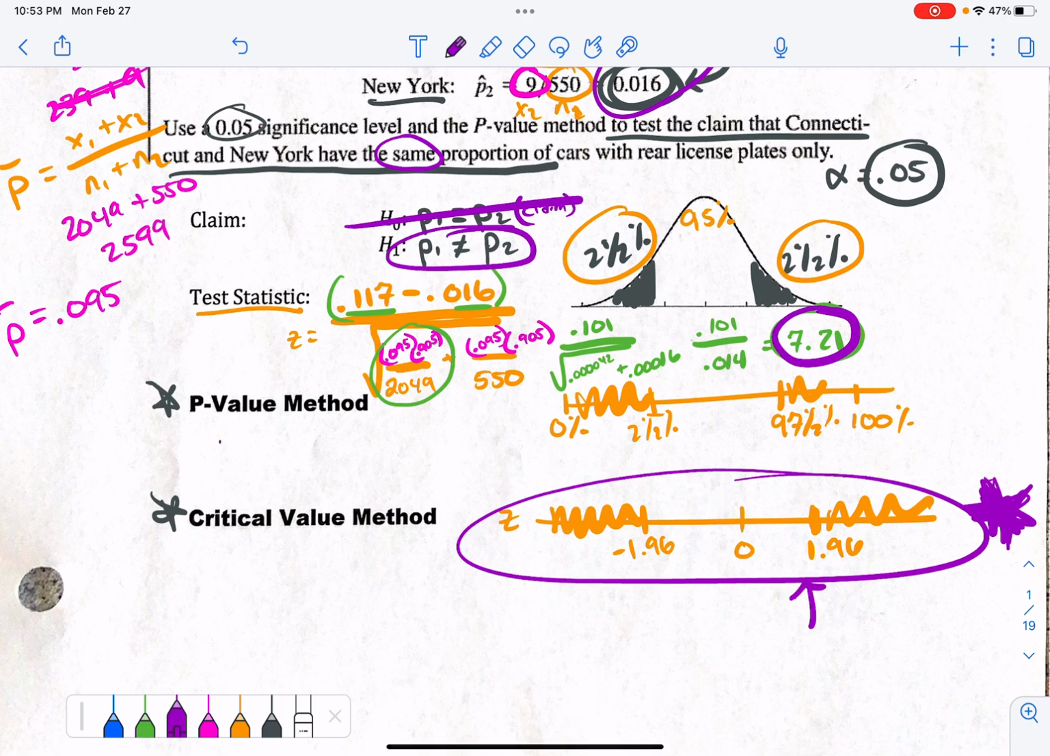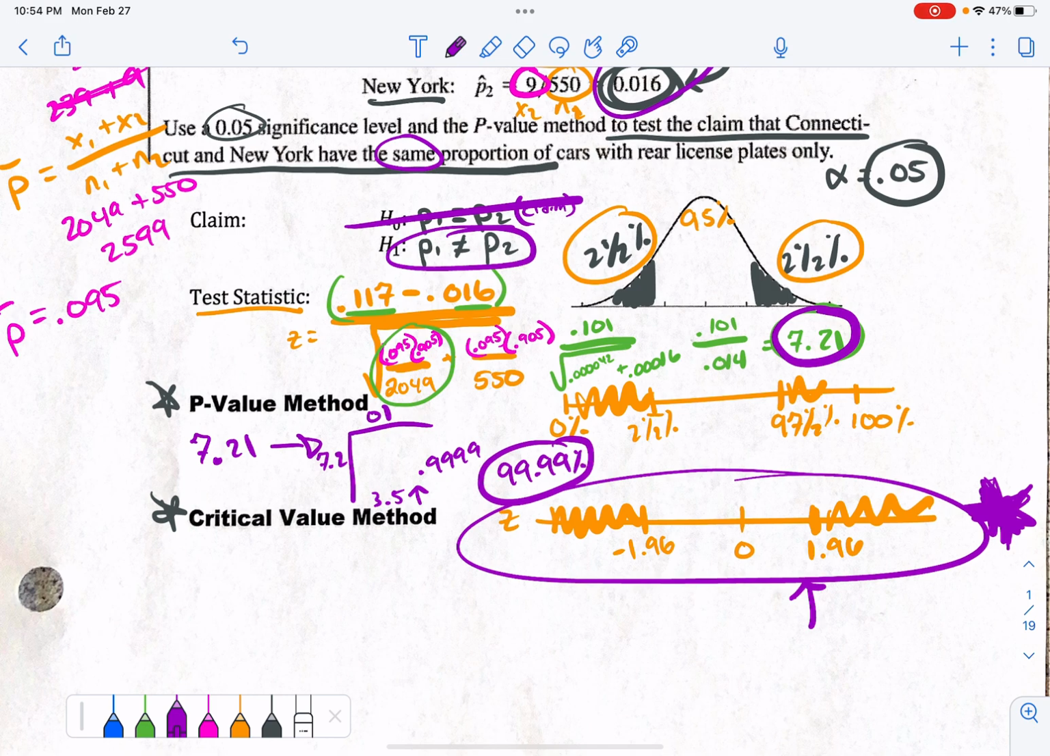Now, using the p-value method, 7.21, if you look up on your chart, you would look up like 7.2 and then go over here to 0, 1. It doesn't go further than 3.5, and it says anything 3.5 and up is 0.9999, which is 99.99%. So this has a p-value of 99.99%, which means on the p-value chart we are all the way over here as well, almost close to 100%, which gives us the same results.